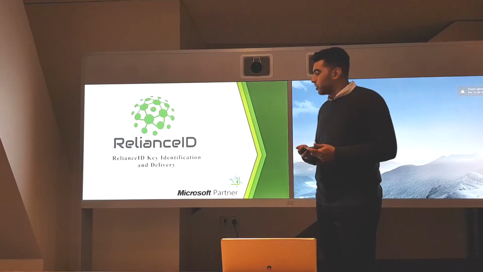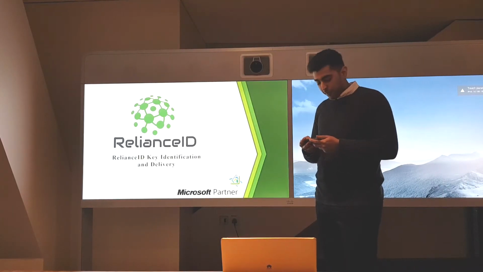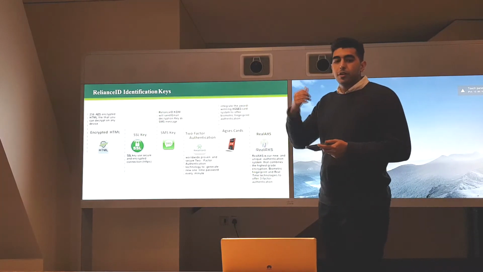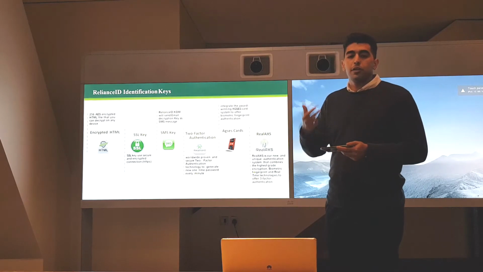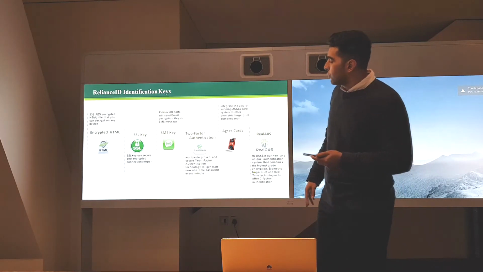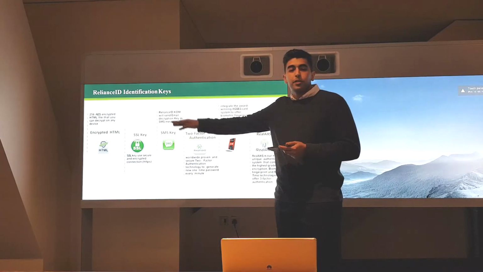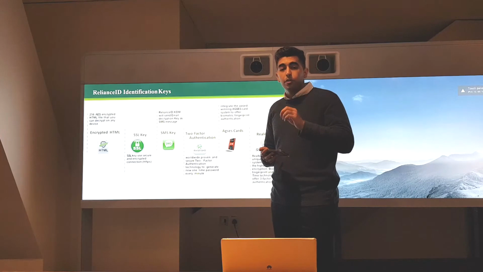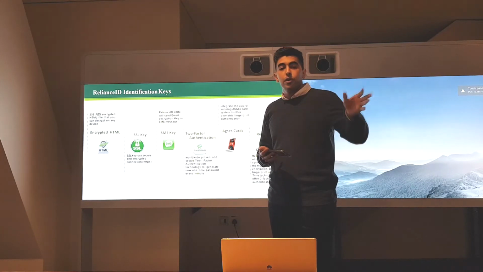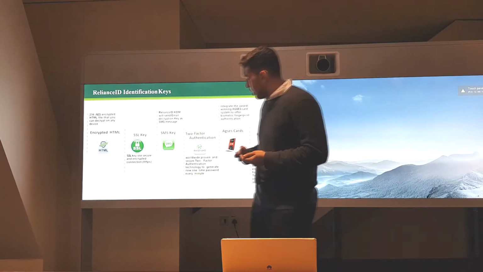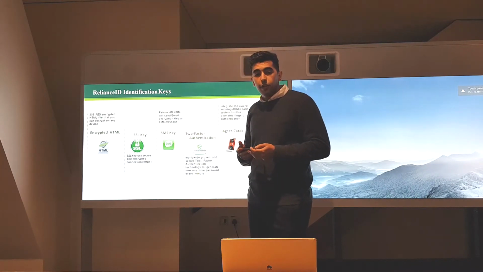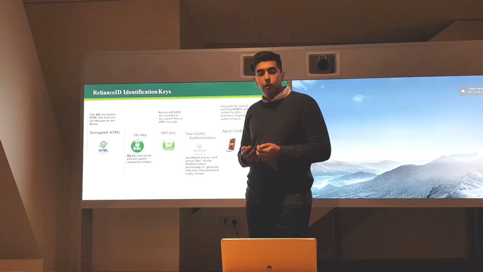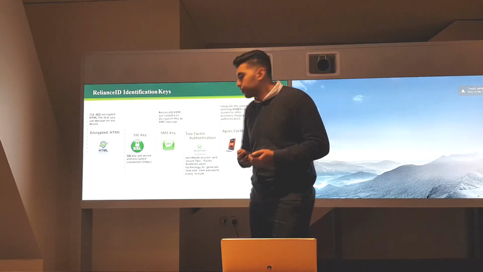Now we're going to talk about RelianceID key identification and delivery. We have three main authenticators, which are one-way authentication, two-way authentication, and three-way authentication. For the one-way authentication, we're using encrypted HTML, which is web-based, and this is used only when the Outlook clients are sending encrypted mails to external parties. And we also have the SSL key authenticator or encryptor, which is normally used between two normal Outlook clients which have our application installed only.